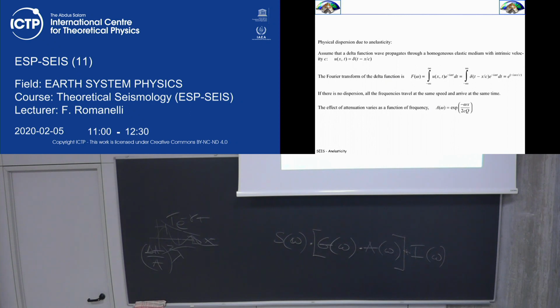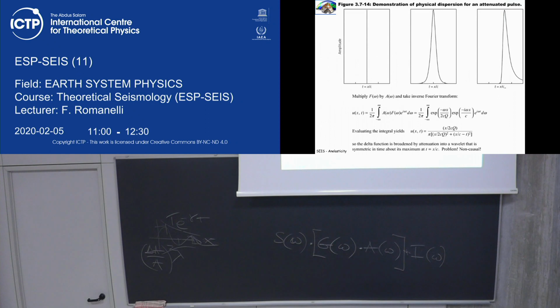Okay, but we have a problem because Q is constant. If you do the algebra, and if you insert a delta into your viscoelastic system and you compute it, well, a delta becomes this. Okay, so the delta is going to be broadened.